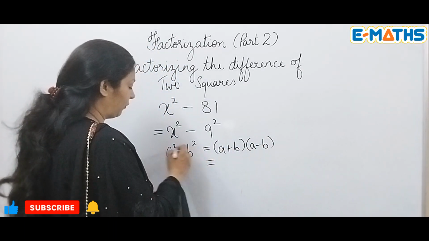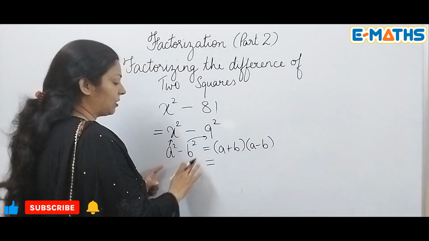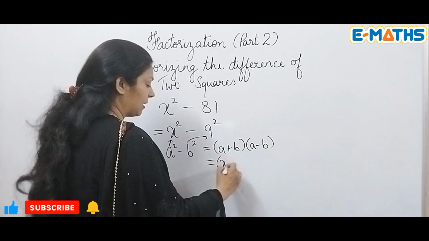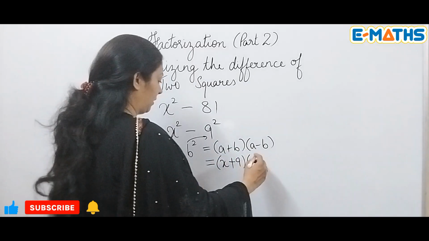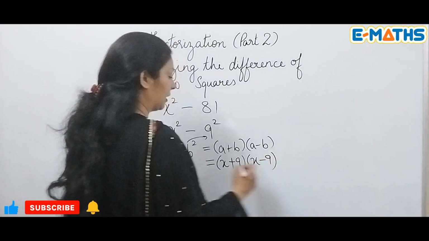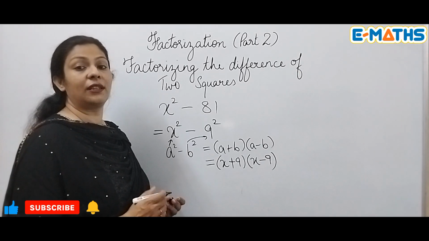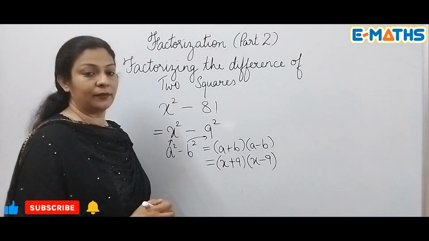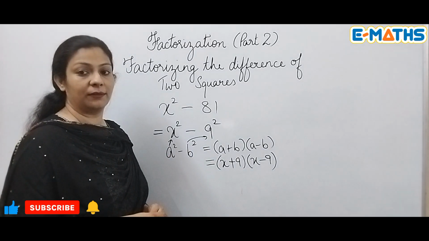Here, if you compare, a's value is this and b's value is this. So in place of a you can put x, and in place of b you can put 9. Here as well you can put an x and here a 9. So that's how we factorize the difference of 2 squares. You just need to put in the identity to get the answer.